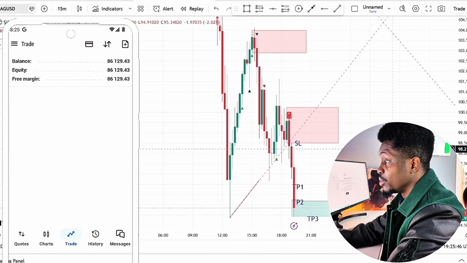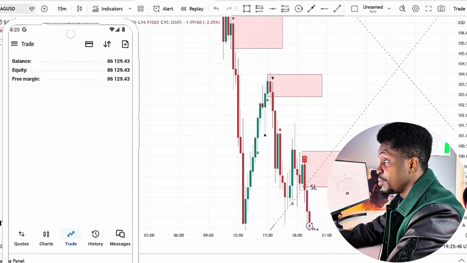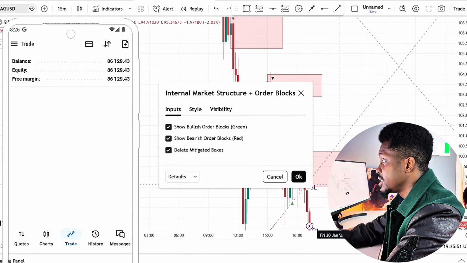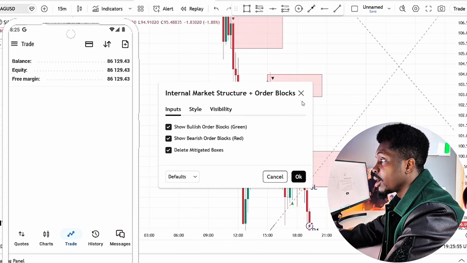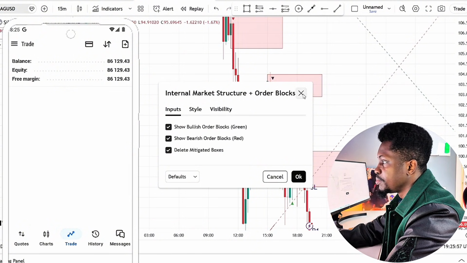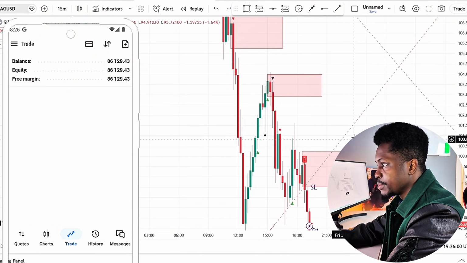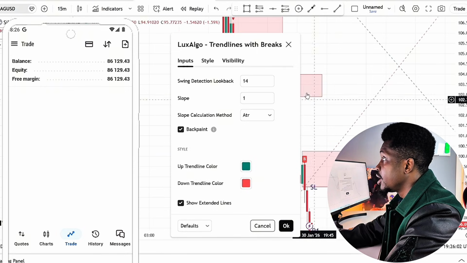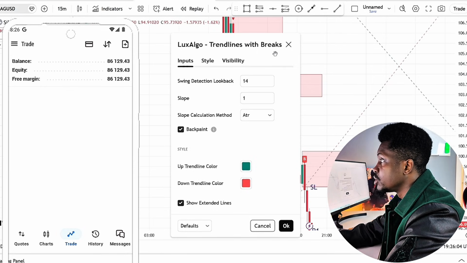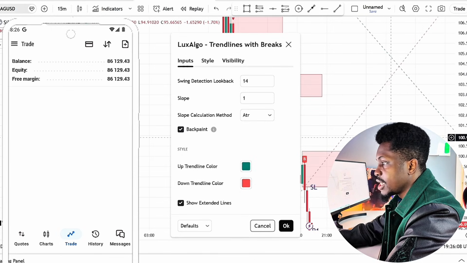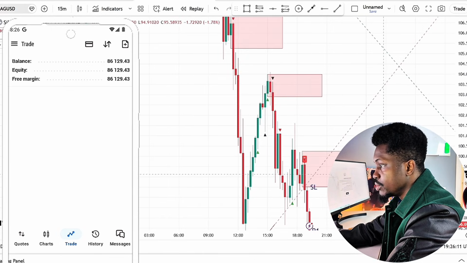Guys, this was very smooth. Remember the indicators we're using here? Nobody said they are 100% accurate, but this is internal market structure plus order block. Always use proper risk management. You saw the way I was using it. This also uses Trade with Algo, that's Trend Line with Breaks. These are just the indicators that we used. Just like I said, no one said these indicators are 100% accurate. Because of that, always use proper risk management.